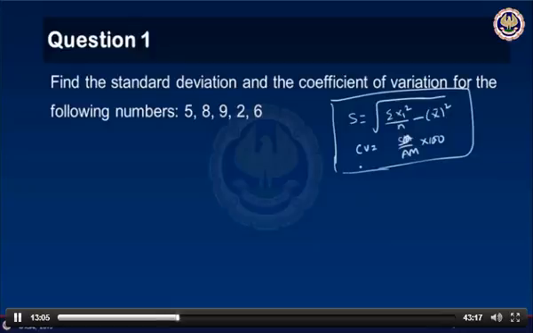Just look at how we are applying these formulas. First the summation of xi square: 5 square is 25, 8 square is 64, 9 square is 81, 2 square is 4 and 6 square is 36. If you sum up 25 plus 64 plus 81 plus 4 plus 36, this equals 210. The sum of 5 plus 8 plus 9 plus 2 plus 6 is 30, and x bar equal to summation of x by n, that is 30 by 5.